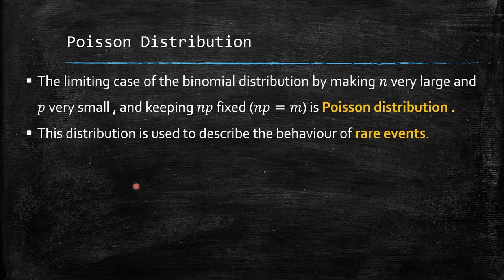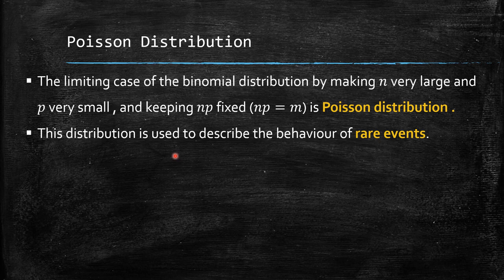This distribution is used to describe the behavior of rare events. Suppose we are counting the number of occurrences of an event in a given unit of time, distance, area or volume. For example, the number of car accidents in a day, or the number of bad reactions out of a new vaccination. So it describes the number of events occurring in a fixed time interval or region of opportunity.